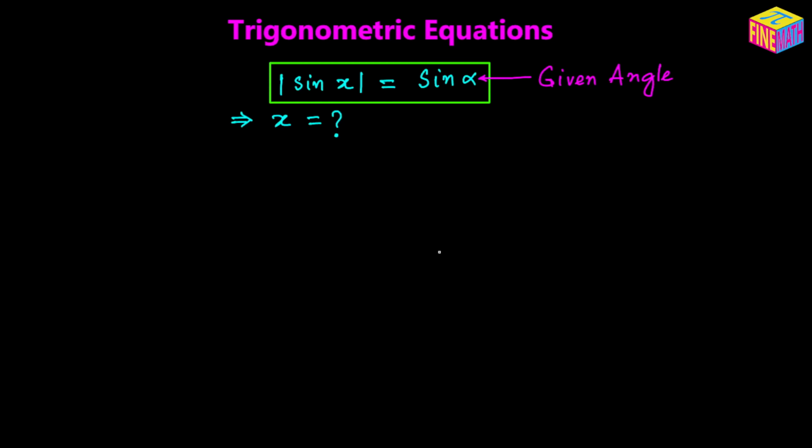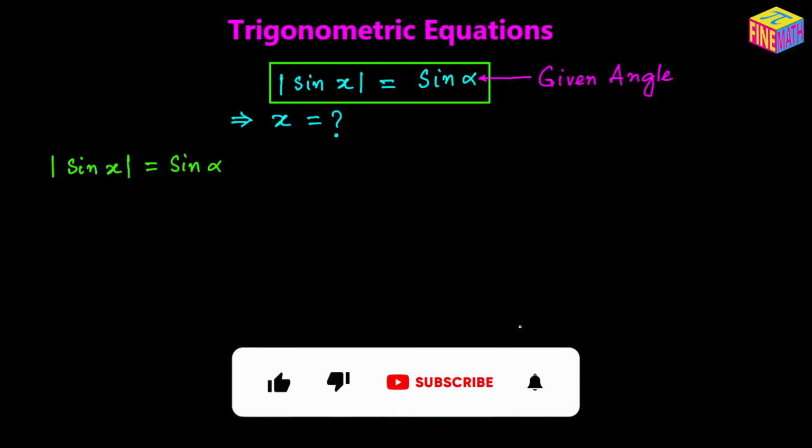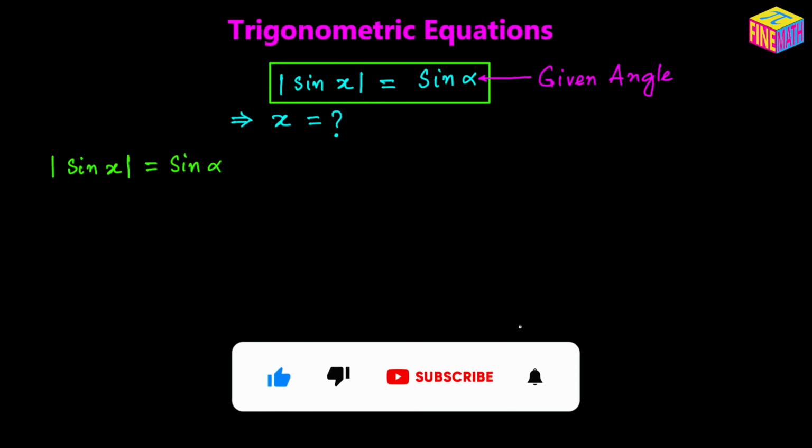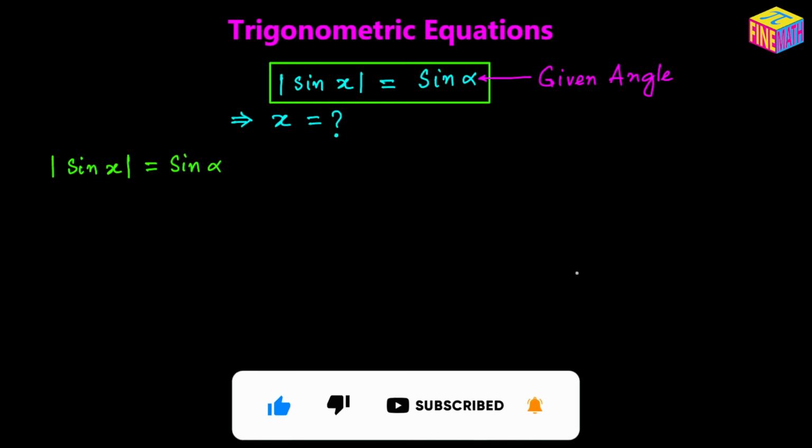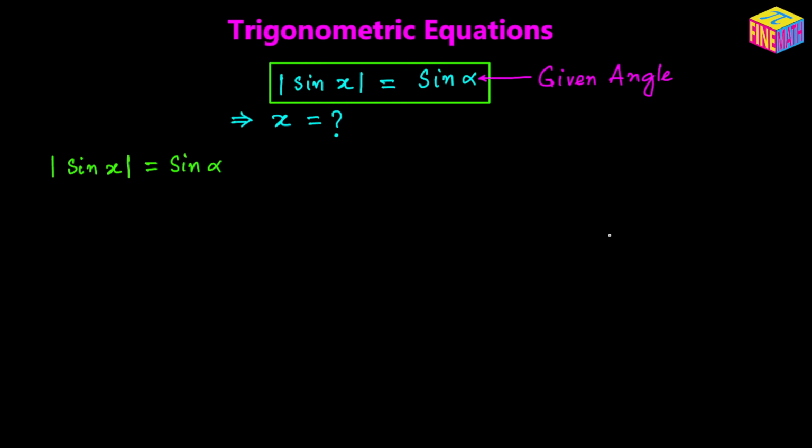Let me first write down the original equation again. The original equation is modulus of sine of x equals sine of alpha. From the concept of absolute value function, we know that if we have an equation like modulus of x equals some number a, then we can say that x will be equal to plus or minus a. I have already created a separate video on the absolute value function. I have shared the link in the description. Feel free to watch that video.